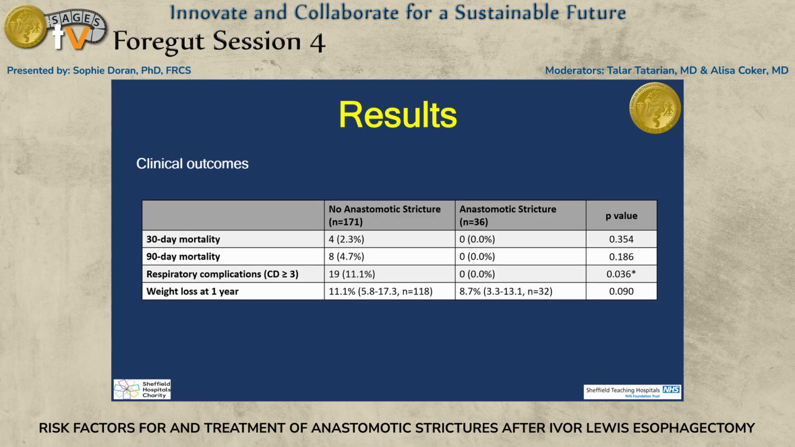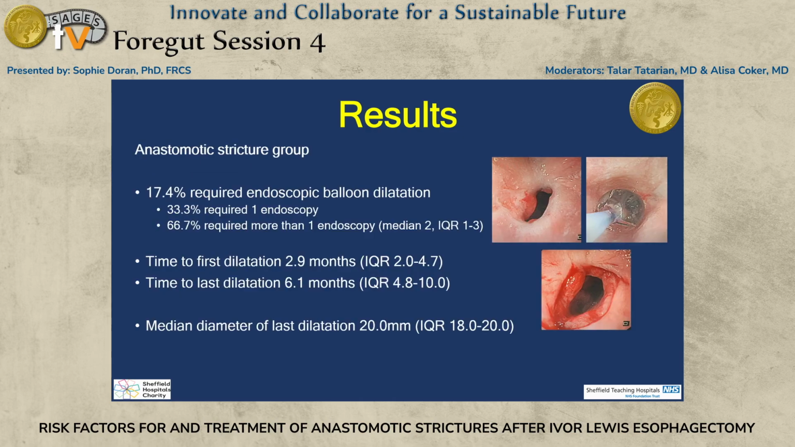In terms of clinical outcomes, there was no difference between the stricture and no stricture group in terms of the 30 and 90-day mortality. We looked at only major respiratory complications, so Clavien-Dindo 3 and above. We found that there was a lower incidence of major respiratory complications in the stricture group. Weight loss at 1 year post-operatively was no different.